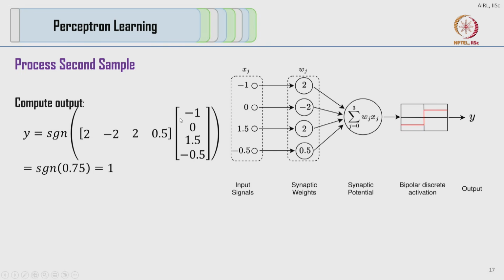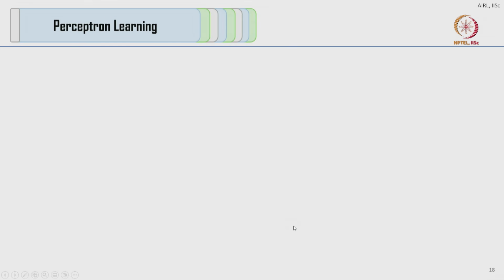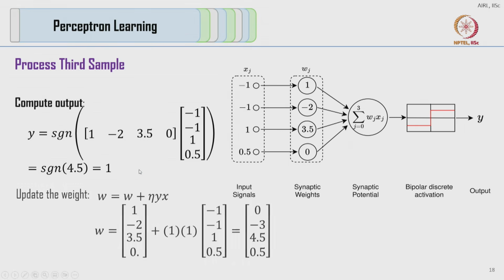Similarly for sample 2, the activation potential comes out to be 0.75, so the output is 1. This is how the weight update happens, and then you get the error. Similarly for sample 3, the activation potential is 4.5 and what we get is y as 1, and I can update the weight, and this is the new weight. Keep on repeating this until you get convergence.